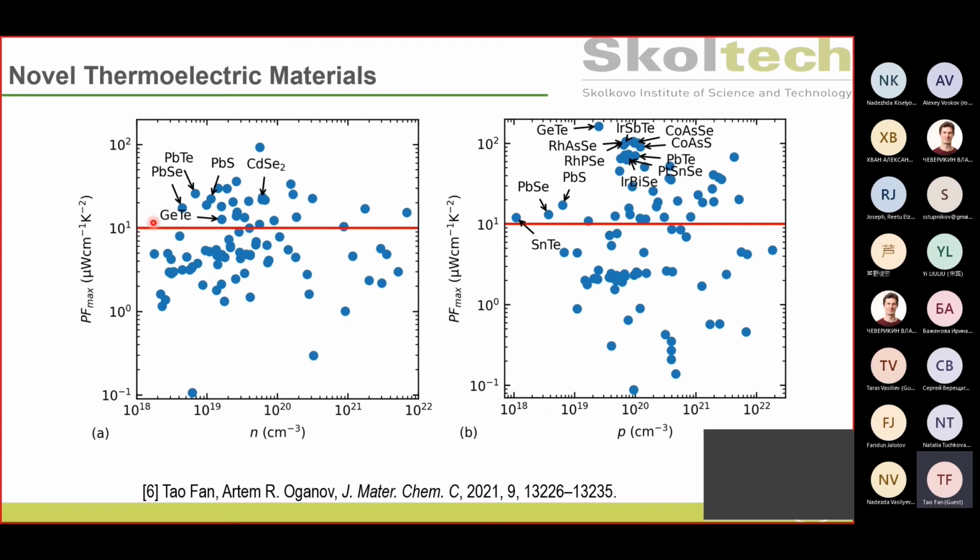For compounds with their maximum power factor value higher than 10, I consider them promising, and they go forward to calculate their lattice thermal conductivity and also their figure of merit. As you can see, some representative compounds were marked in the pictures, which included, for example, lead tellurides and germanium tellurides. These are already well-known thermoelectric materials. So this really validates our method.